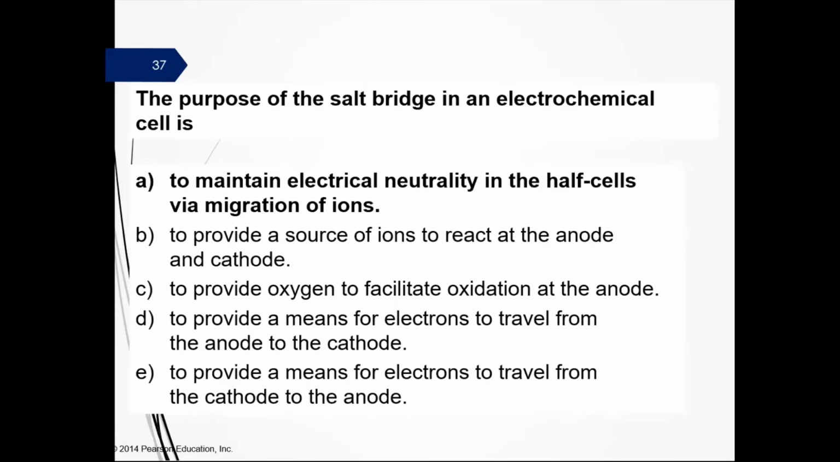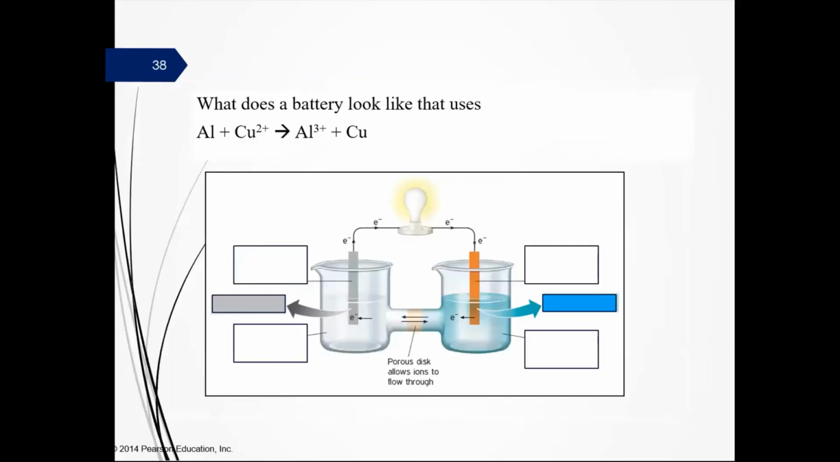And so now for our next one, I want you to take a moment and build out what your battery looks like. One side is going to be aluminum going to aluminum 3+. The other side is going to be copper 2+ going to copper. And then we're going to fill in our other pieces. So I'm going to help you out with this first part. This box here is going to be for your reaction.